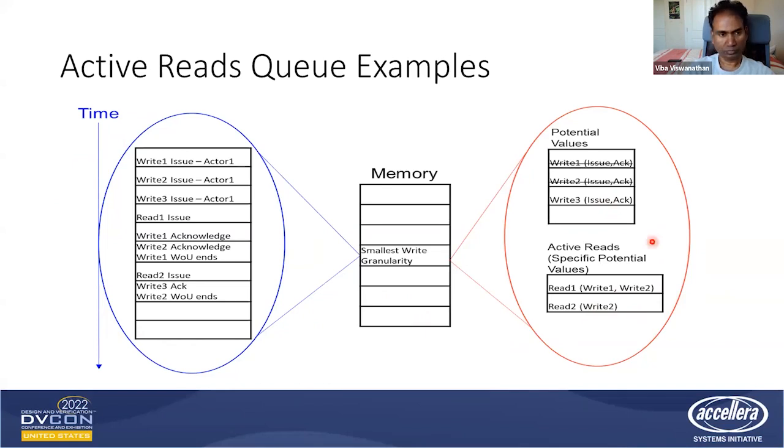So setting up the potential values queue and the active reads queue on a per read basis allows us to use the union or combination of values in the potential values queue and the per read active reads queue to provide all potential matches for each read. In particular, it provides all coherent potential matches for each read.